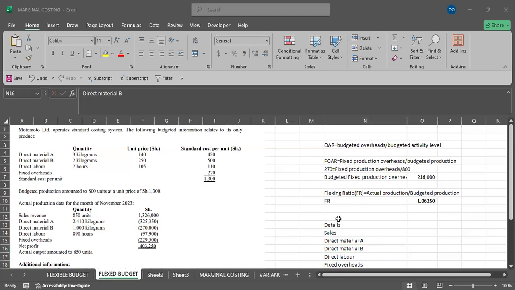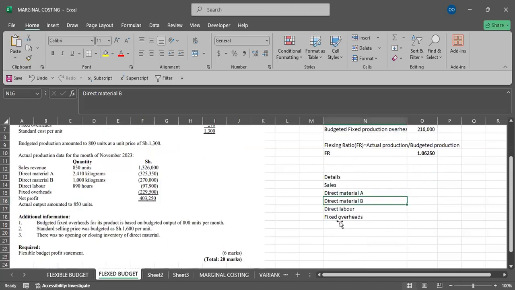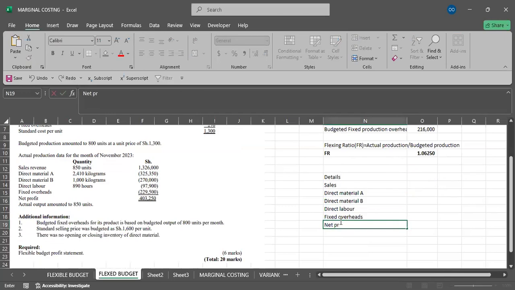Because there's a question here. Direct labor on the standard cost is supposed to be 210. Direct labor is 105 per hour, and we have 2 hours. So this should be 210, not 110. We should be able to rectify that as we do our workings. Thank you for that. Once we adjust all this, we are going to have what we call net profit.